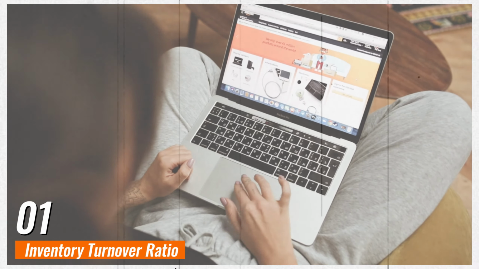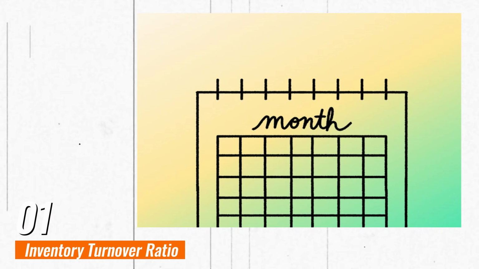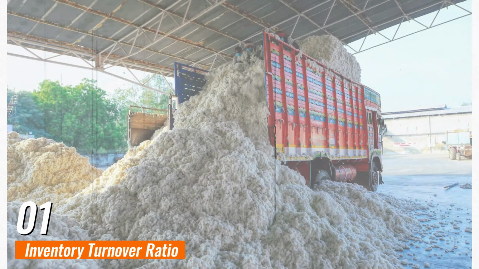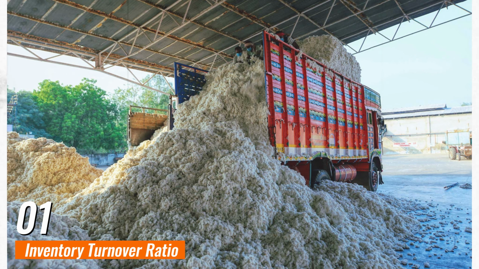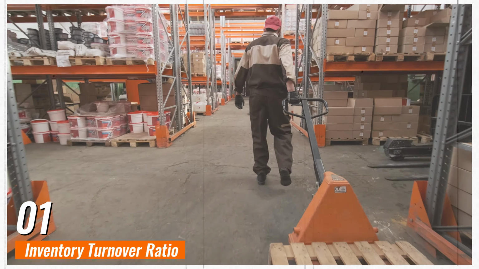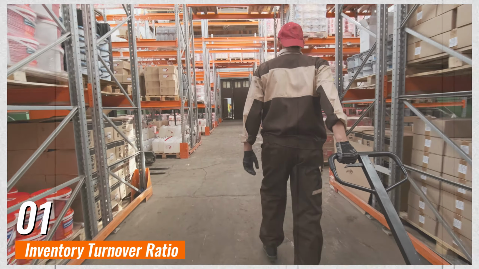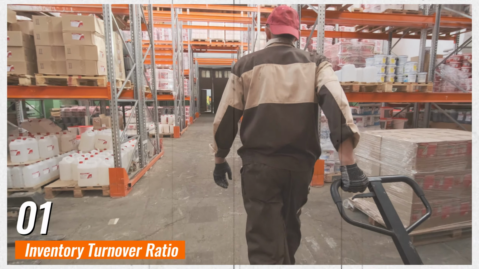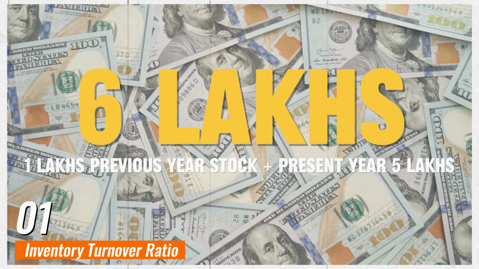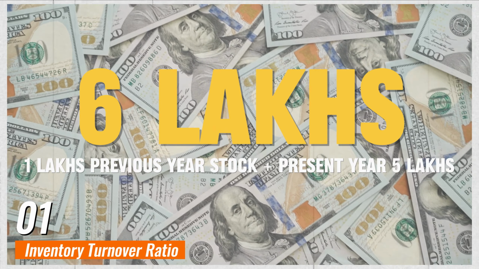Let me tell you an example. Suppose we are taking an example for a month. In the full month, we have purchased raw material worth 5 lakhs. Apart from that, we already had the leftovers of the previous year, suppose rupees 1 lakh. So in total, we have raw material worth 6 lakhs. That is 1 lakh for the previous year and 5 lakhs for the current year. This is how it has become 6 lakhs.